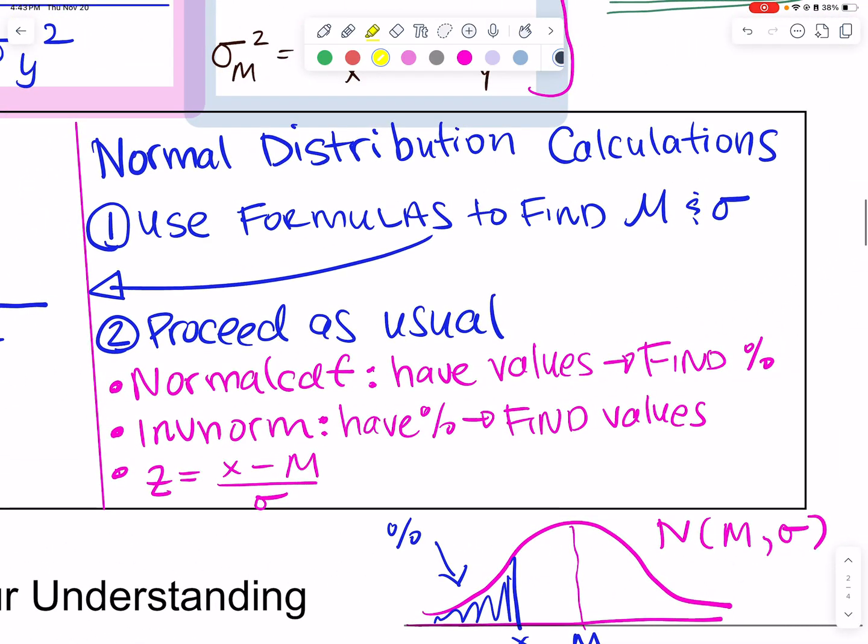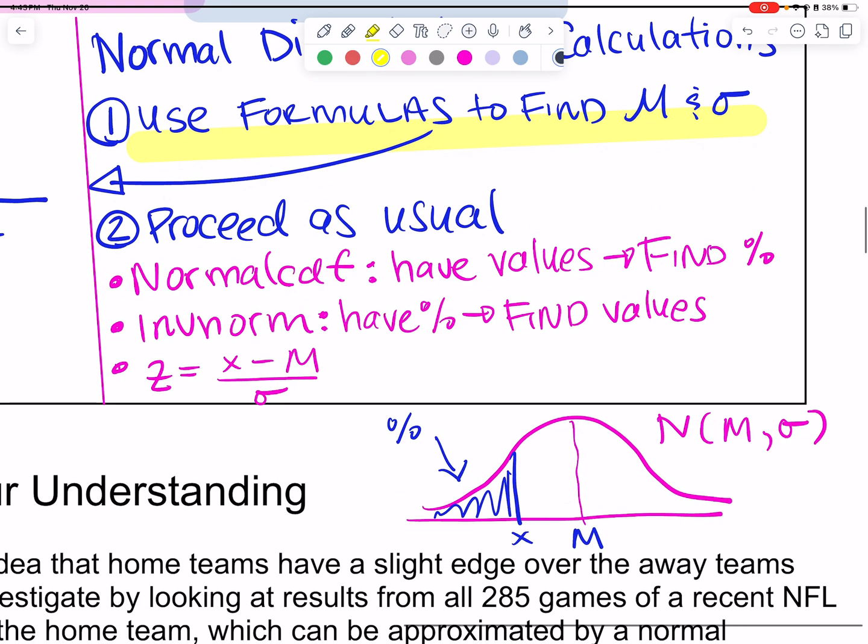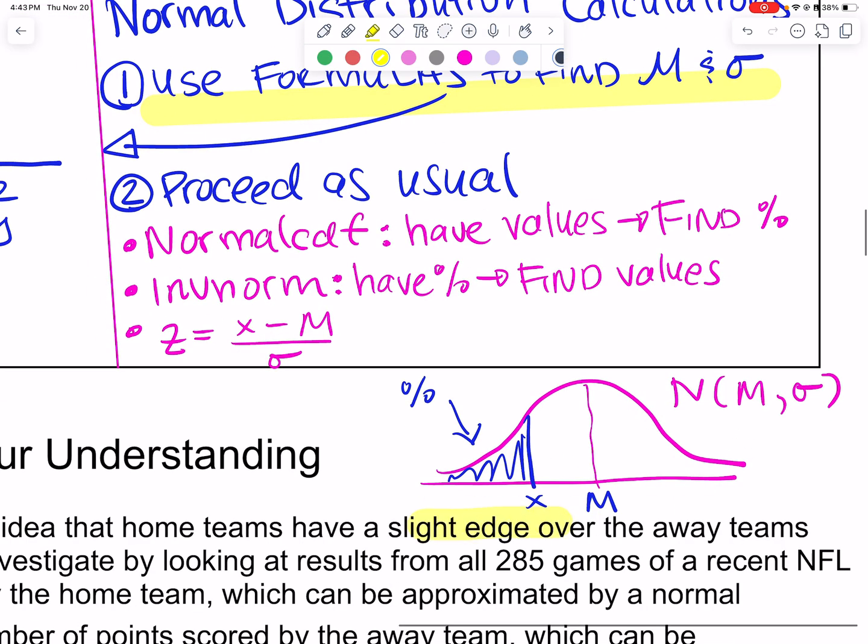Normal distribution calculations. So this is a reminder, going way back about two months ago. I'm going to combine what we just learned today with something that we did two months ago with the normal distribution. With normal distributions, first of all, you're going to use the formulas that we just did to find the mean and standard deviation, and then you're going to proceed as usual. So, for instance, if this is my normal model, you would use normal CDF or inverse norm or Z to be able to find the values.